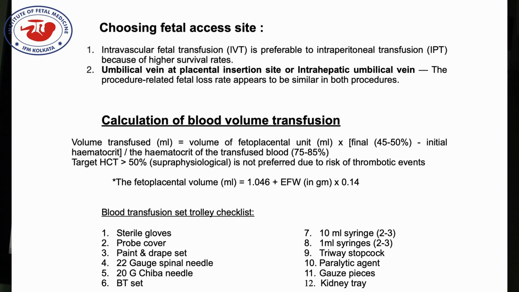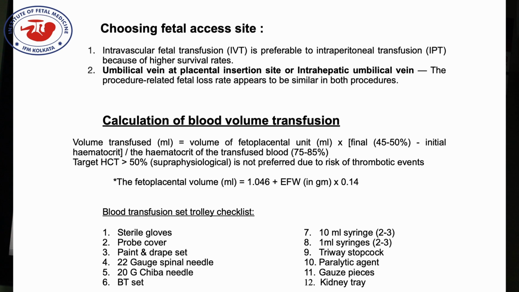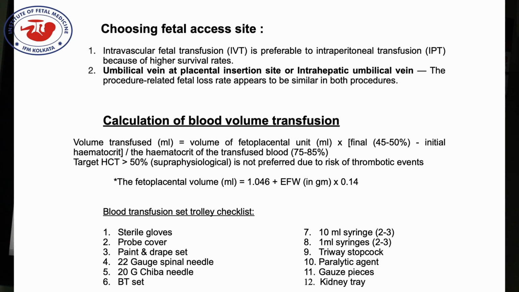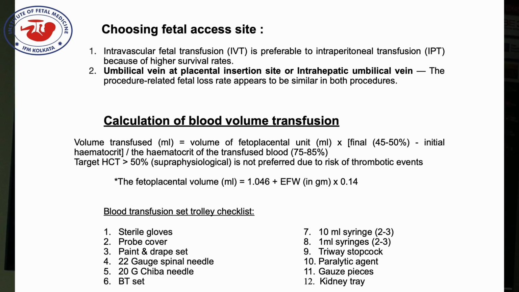Okay, this is one. Second, if the placenta is anterior and you have a cord insertion there, where the umbilical vein is very well seen and it is in your access area, that also you can choose, because you will come anteriorly and then just target your needle in that vein. And if it is in that alignment, it goes very well. Even if there is spasm, you can manage.